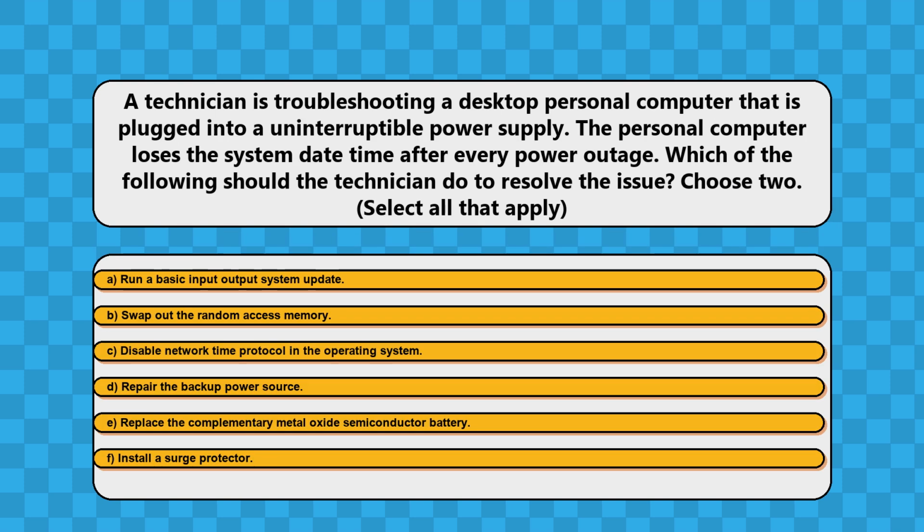Question 57. A technician is troubleshooting a desktop personal computer that is plugged into an uninterruptible power supply. The personal computer loses the system date and time after every power outage. Which of the following should the technician do to resolve the issue? Choose 2. Option A, run a basic input-output system update. Option B, swap out the random access memory. Option C, disable network time protocol in the operating system. Option D, repair the backup power source. Option E, replace the complementary metal oxide semiconductor battery. Option F, install a surge protector.